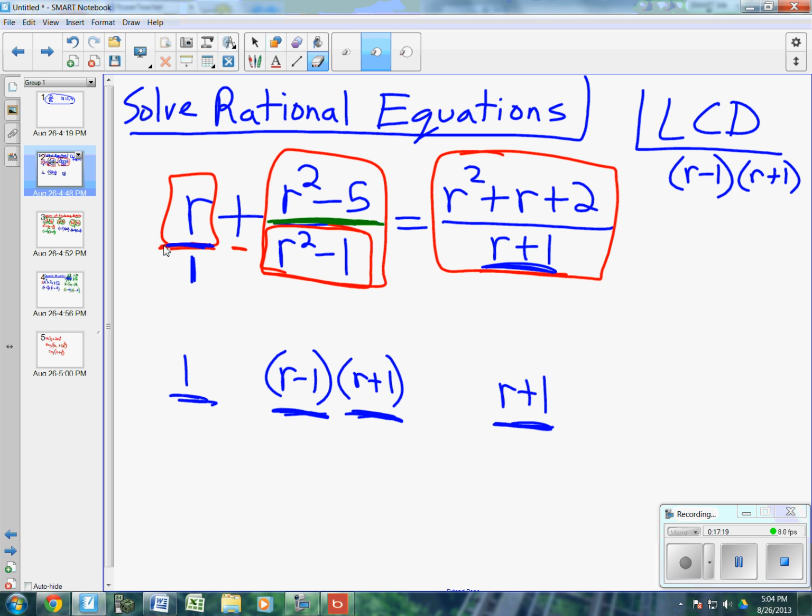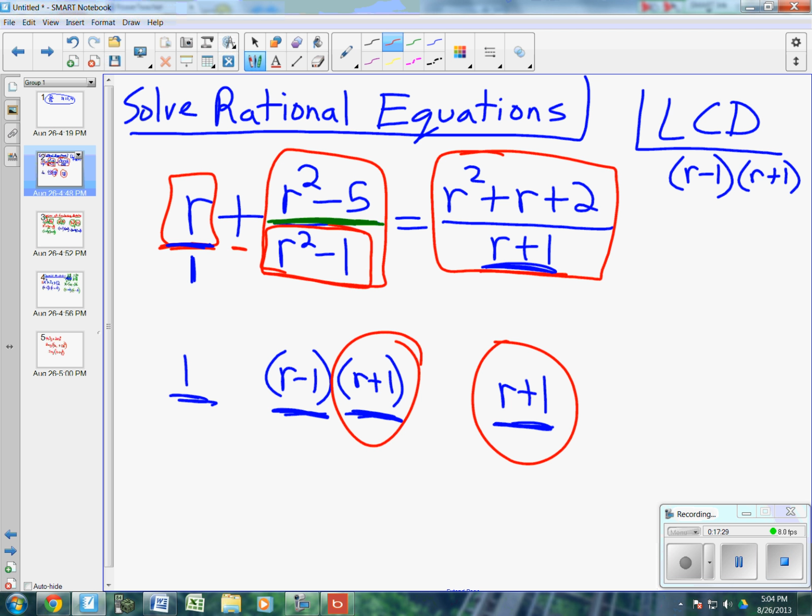Okay, so I took every factor that occurred, the most number of times it occurred in one term. So even though r plus 1 happened here, right here, and right here, it only occurred once in each of those terms. And so we can't take it more than that. Now, if it happened r plus 1 times r plus 1, then I'd have to take two r plus 1s, but it didn't happen that way. I'm going to erase this.